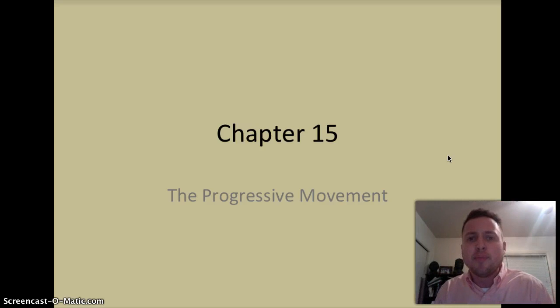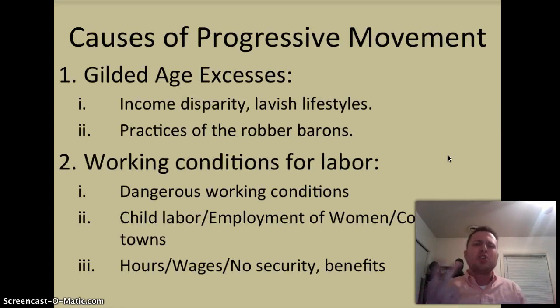Chapter 15, the Progressive Movement. The Progressive Movement attempts to fix bad stuff. Let's talk about the bad stuff. There's two causes of the Progressive Movement. Number one was what was called the excesses of the Gilded Age. Gilded means covered in gold, but still bad stuff going on. Remember our industrialization, our big four, are super rich, but there still was super poor.